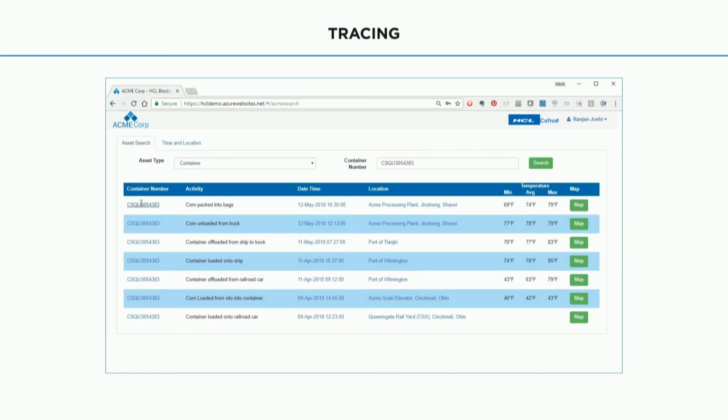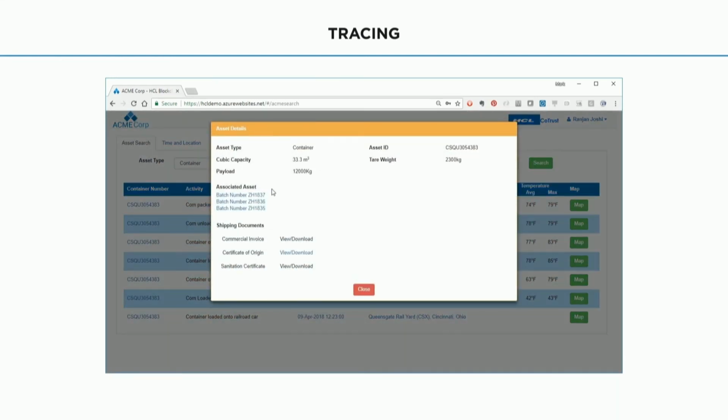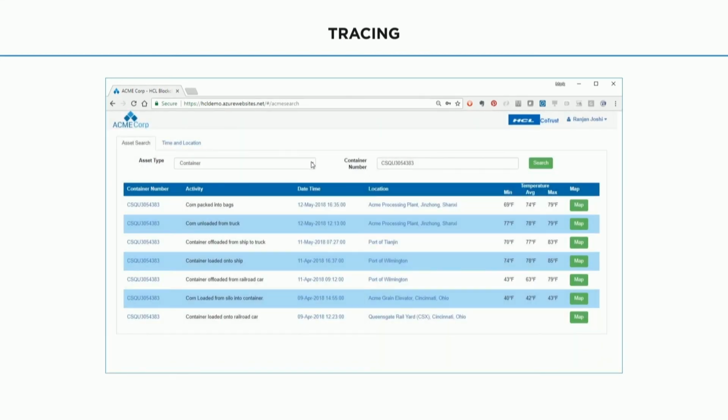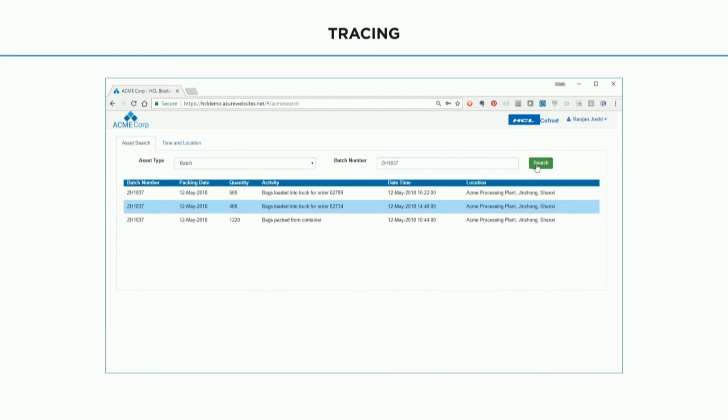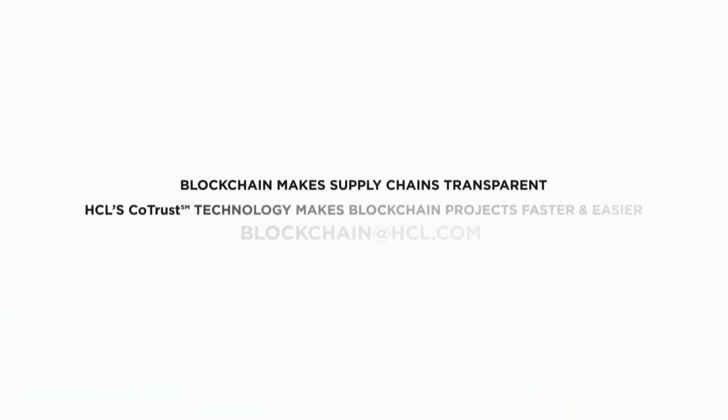We can trace the corn backwards to see which farms the corn came from. We can also trace the corn forward to batches of 50-pound bags to see in what less than truckload bags the corn was included. We see a batch of bags filled from a container and part of that batch loaded onto 2 different trucks.